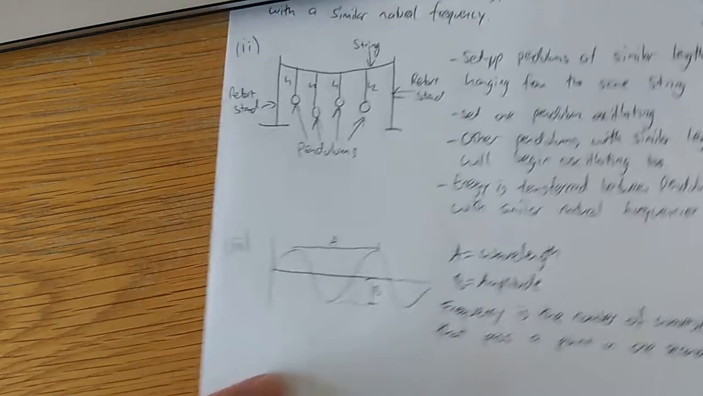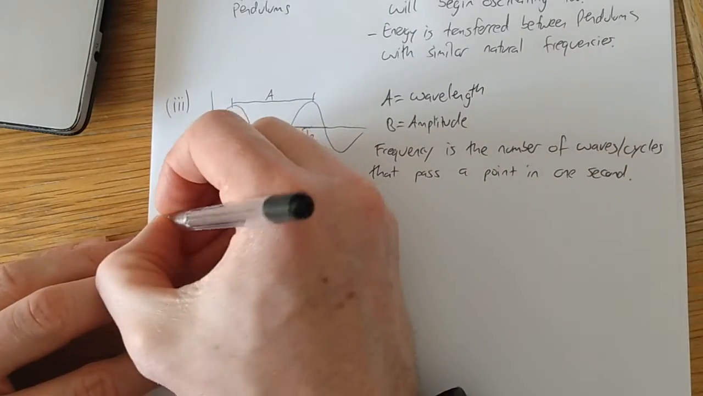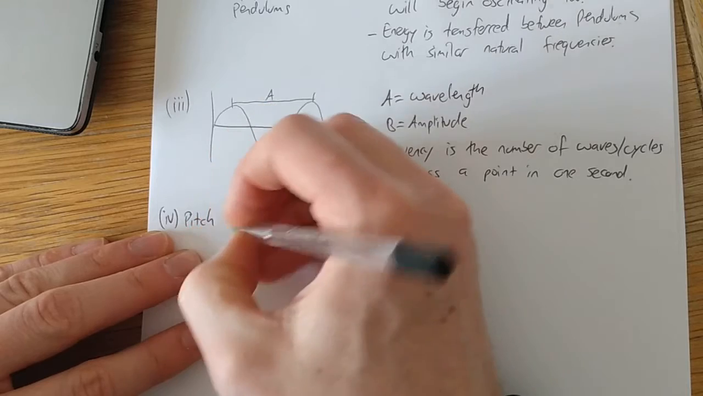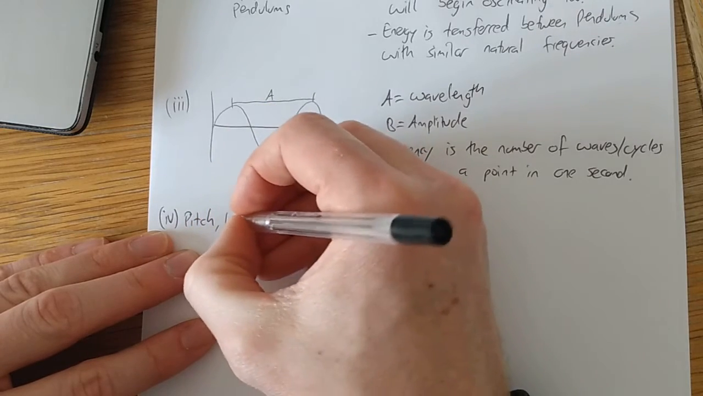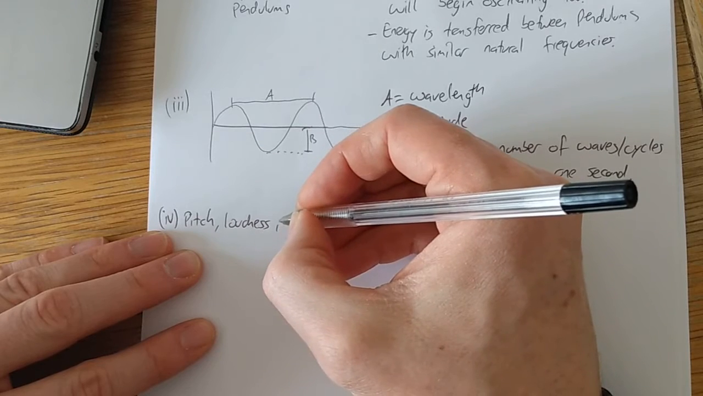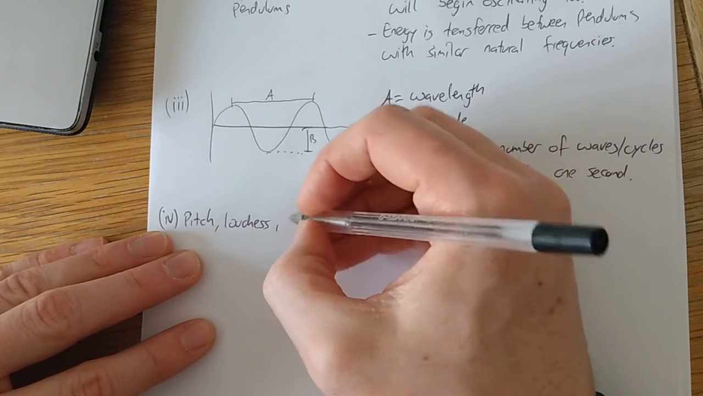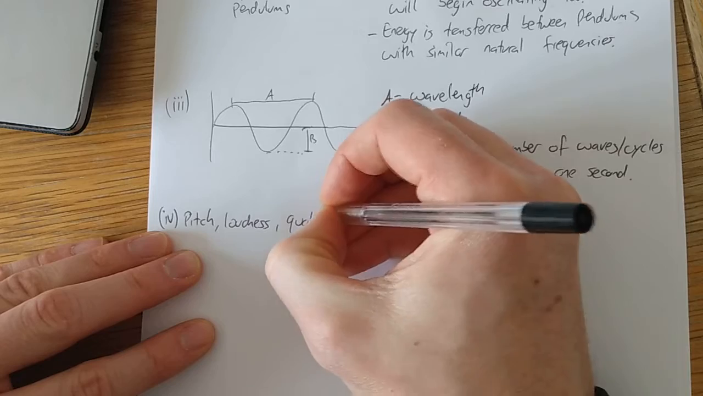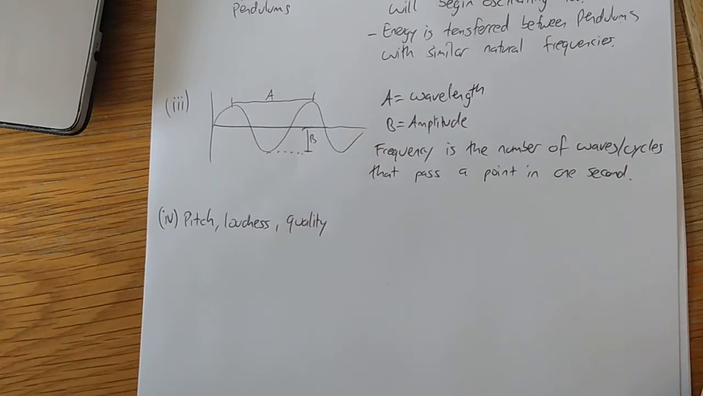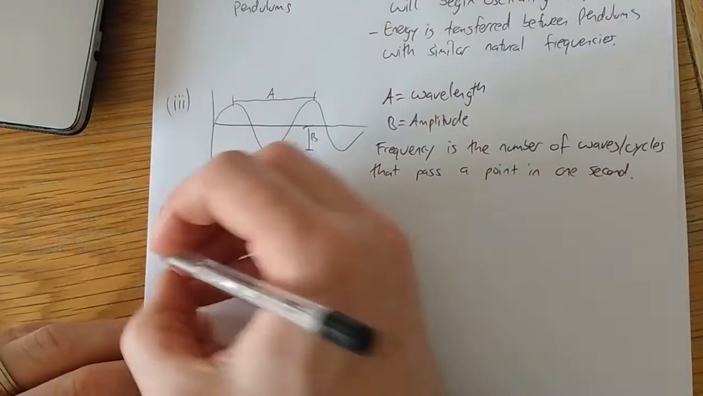List the 3 characteristics of a musical note. Okay. Pitch, which is frequency, loudness, which is amplitude, and what's the last one? It's the overtones, quality. Right. So quality, or I think in music it's timbre, they call it. It's the number of overtones that are present.